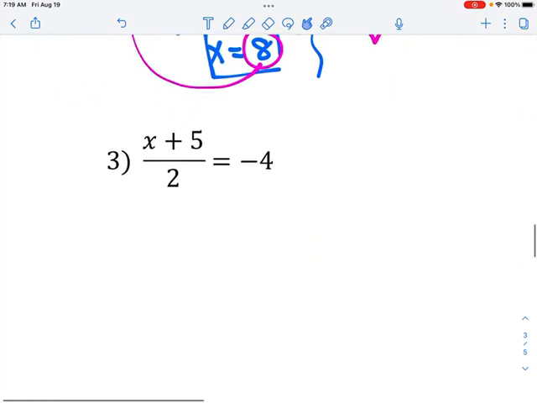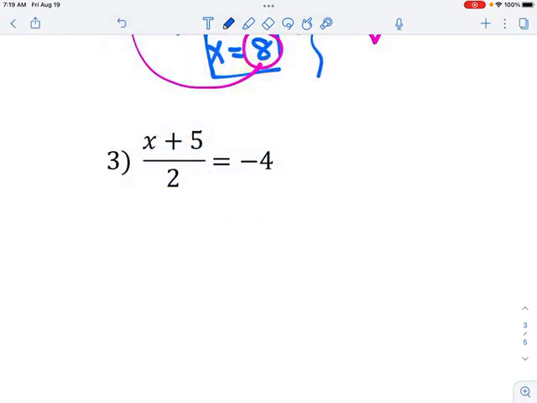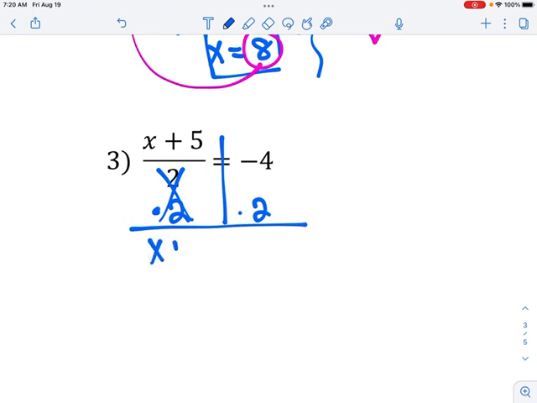Let's try a different kind of style of problem. Same process, just a little different look to it. Okay, so we start in and we say, okay, what am I doing to x? So if I were to plug a number into that x, order of operations would say I have to add 5 to it first. Then I would divide by 2. So to undo that, I am going to multiply by 2. And that's going to leave me x plus 5 equals a negative 8.